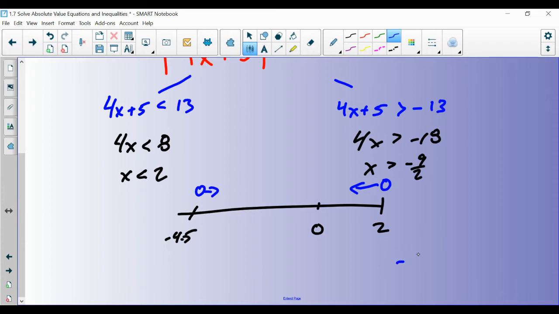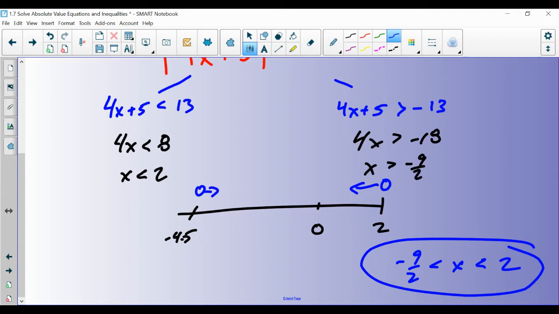An inequality. We're going to put the smaller number on the left, -9/2, or if you wrote -4.5, totally fine, is less than X, is less than 2. That's the answer we're looking for.